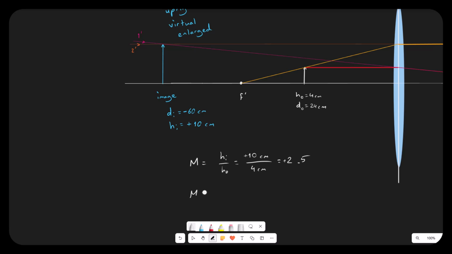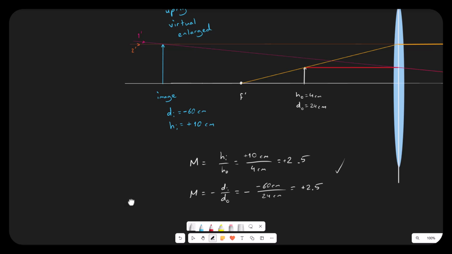Let's check it the other way. Magnification is negative DI over DO. D image is negative 60 centimeters. I've got DO is 24 centimeters. 60 over 24 is 30 over 12 is 15 over 6. And that's going to be 5 over 2, or 2.5. So my magnification checks out. I've got an upright image that's virtual, and it's enlarged.